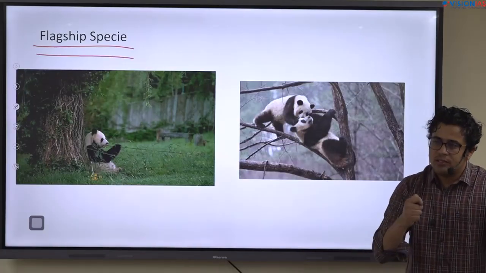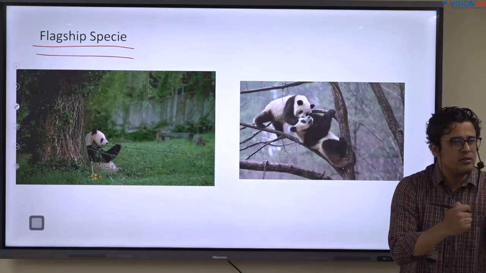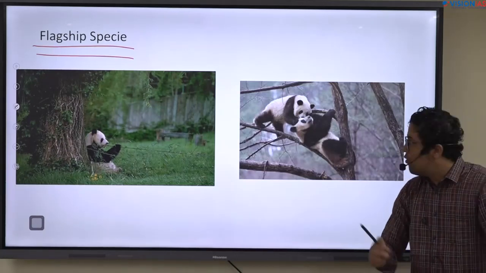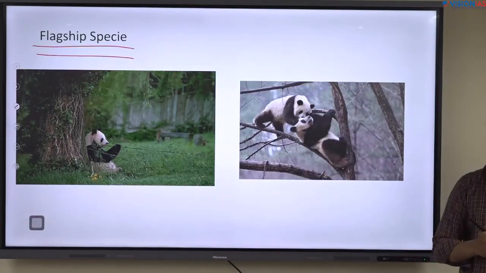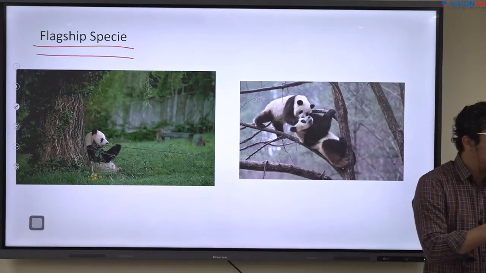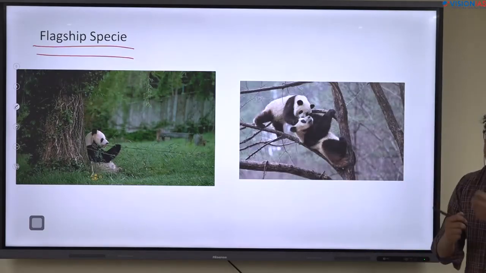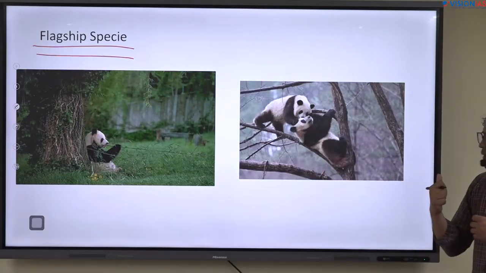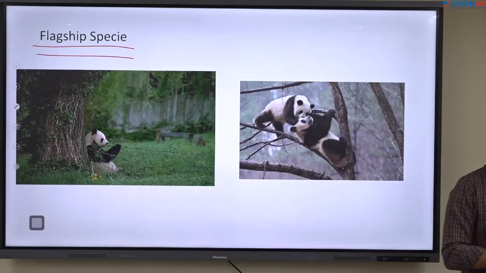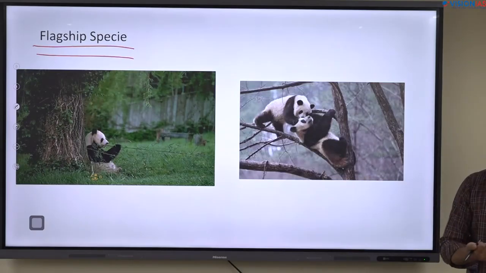So when you use a species for marketing or advertisement, that species becomes your flagship species. For example, look at this species. This is giant panda. Now, giant panda is a flagship species of China. China promotes their tourism or attracts tourists by using this. If you want to see giant panda in nature, in its original home, China is the only country of the world, because they are found only in China.